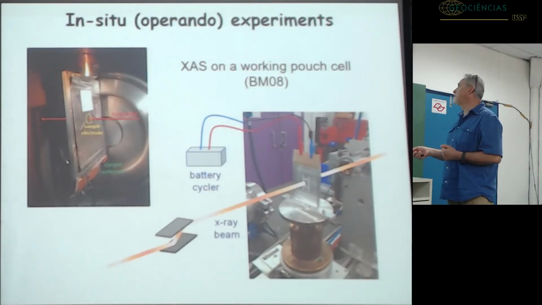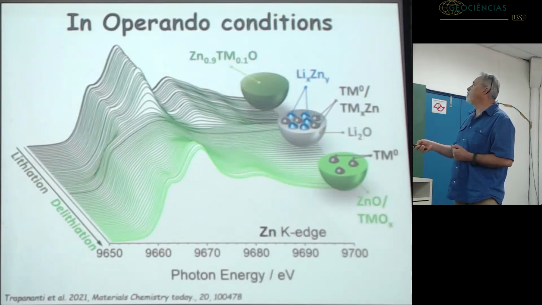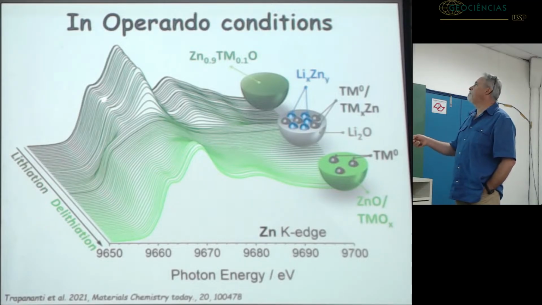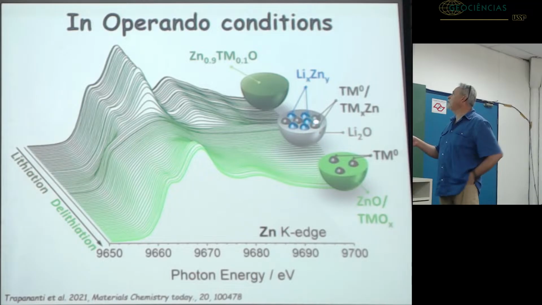The same was confirmed also in situ, so we put the battery inside this aluminum pouch bag under the beam, and we followed the process, in this case at the zinc edge, but we did the same at the iron edge, to see how the structure got progressively amorphous. By accurately analyzing the XAS, we found that there was a formation not of one alloy, but of two different alloys, a pure zinc alloy and a lithium zinc alloy.